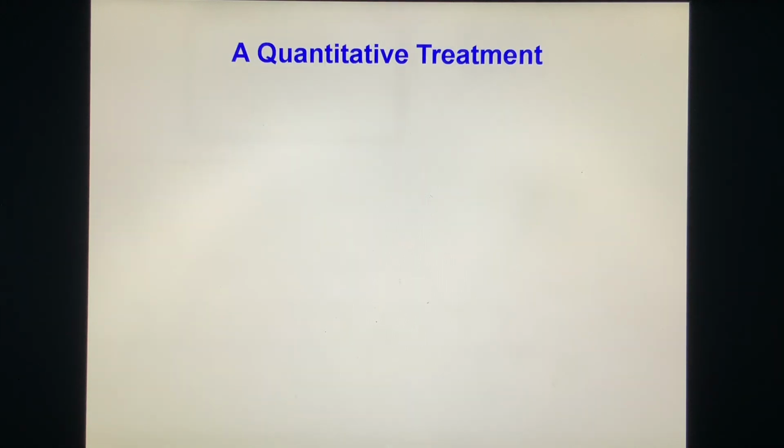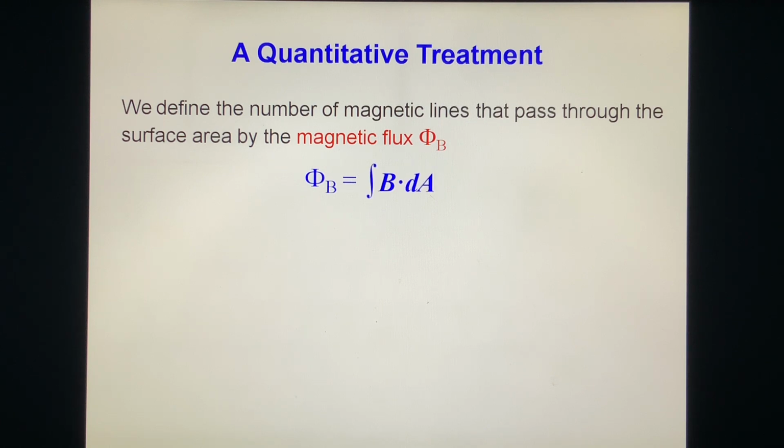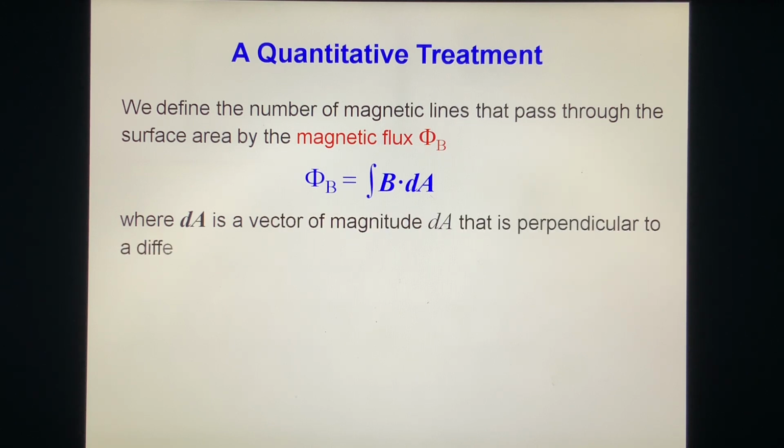A quantitative treatment. We define the number of magnetic field lines that pass through a surface area by the magnetic flux Φ_B. We define Φ_B equal to the integral of B dot dA. We know the integral actually is a sum, right? Yeah. So we dot this one, where dA is a vector of magnitude dA that is perpendicular to a differential area dA.